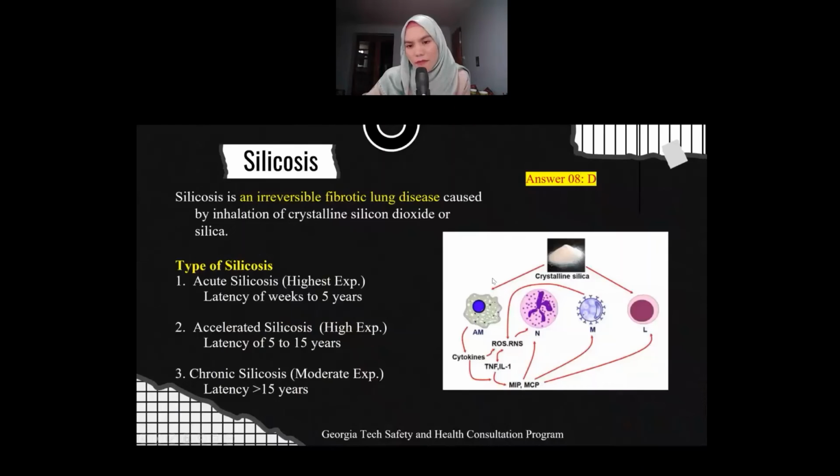They activate many cytokines, which will aggravate the fibrotic lung disease. The types of silicosis: 1. Acute silicosis is an overwhelming exposure to the highest silica, with latency of weeks to 5 years. 2. Accelerated silicosis is high exposure, latency 5 to 15 years. And 3. Chronic silicosis is latency more than 15 years.